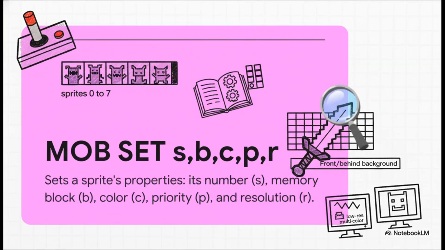So let's break down mobset a little more. It's basically the pre-show checklist for your character. You have to tell it a few things. Which sprite number are we talking about? Where is its design stored in memory?